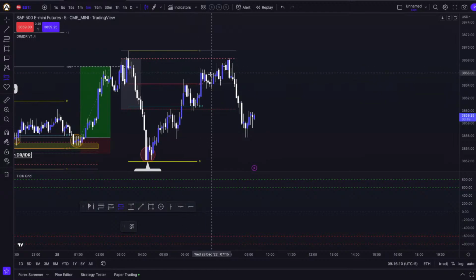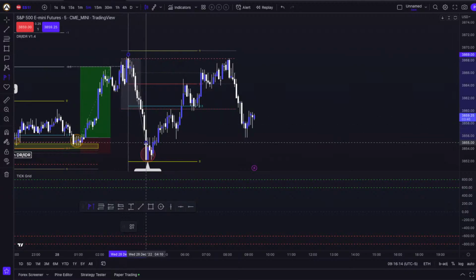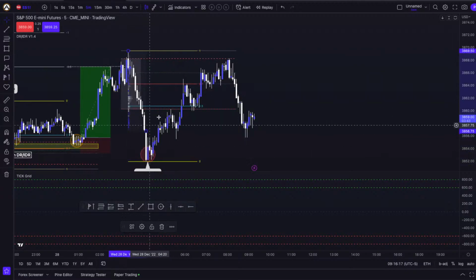We continued working our way up higher. Let's actually grab the volume profile again and see how the volume has been spread out during this move to the downside. Let's go from here to here and from here to here.